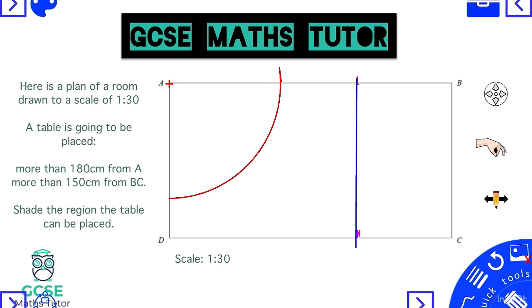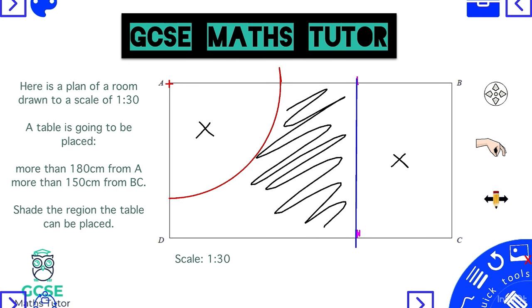So let's just figure out where it can't go. It can't go less than 180 centimetres from A, so it can't go within this arc. It also can't be closer than 150 centimetres from BC, so it can't go on the right hand side of this line, which means that we have a fairly large region here. We've got all of this region in the middle that would be within our parameters. So we would shade in all of that region.